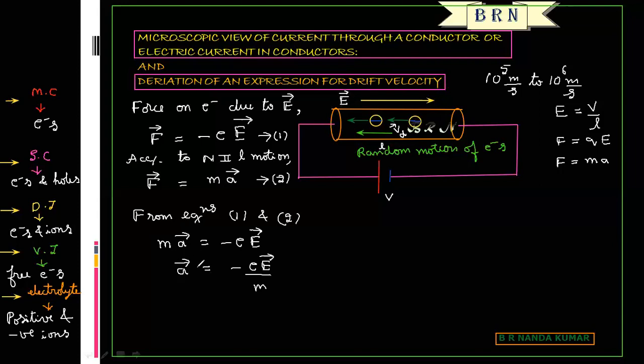But this acceleration lasts for a short time. Why? Because the accelerated electron collides with other free electrons or ions inside the conductor. During that collision, the extra velocity gained is completely destroyed. So a vector is Vd vector divided by the very short interval of time, tau. Actually here tau is called the relaxation time.